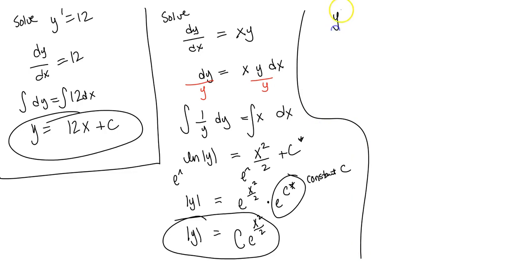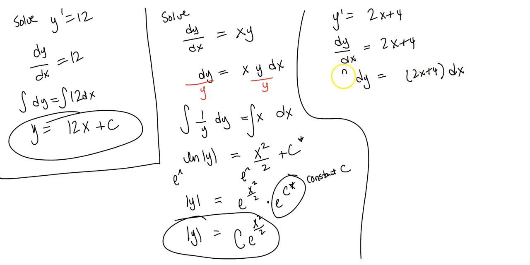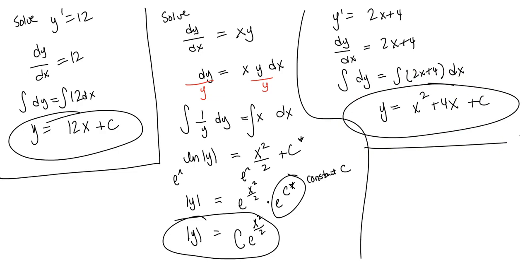You may have something really simple like y prime equals 2x plus 4. So this would be dy over dx equals 2x plus 4. You would bring the dx over and take the integral of both sides. That gives me y equals x squared plus 4x plus c. And that's all you can do there.